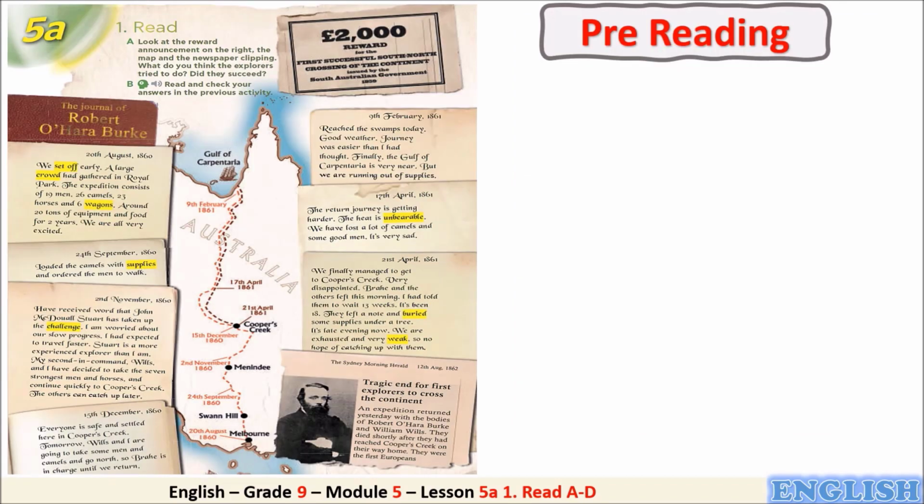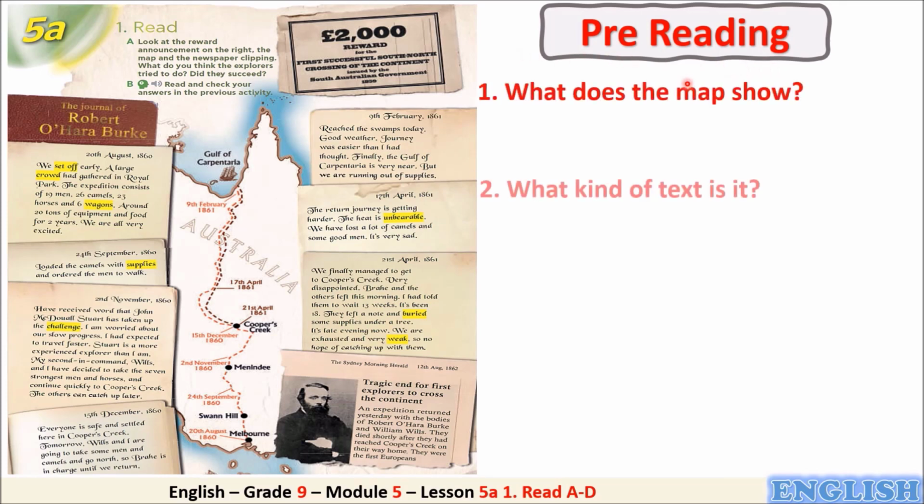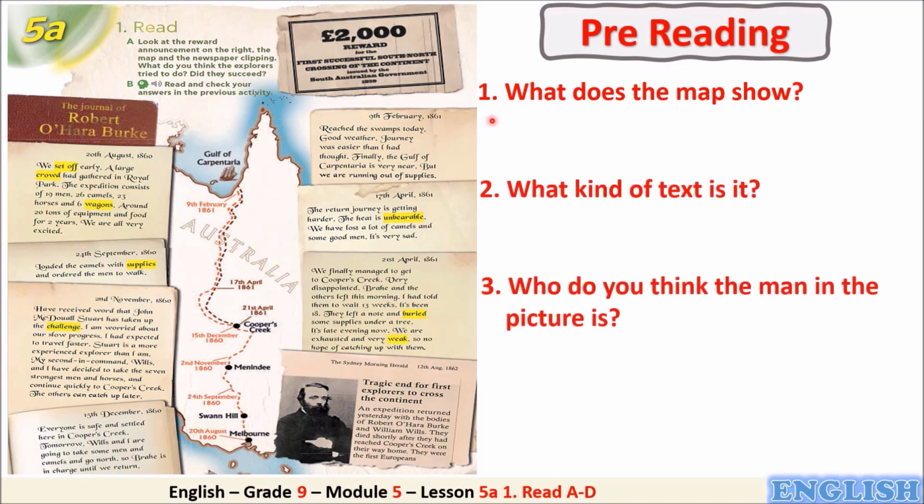Now open your student's book, page 52. Here we have some pre-reading questions. What does the map show? Excellent, my students. Australia. What kind of text is it? Look at the text. A letter, a journal, or a dialogue? Very good, my students. It's a journal.